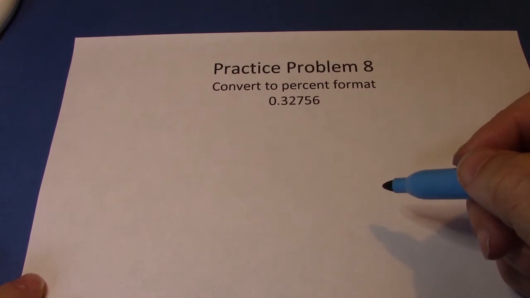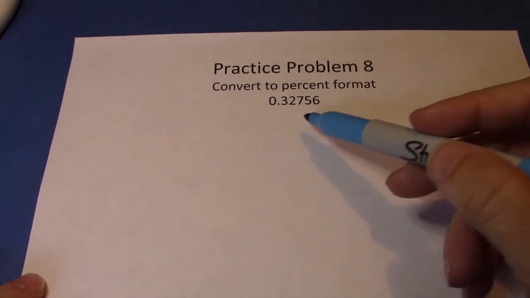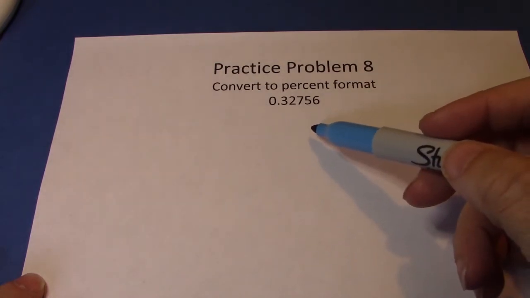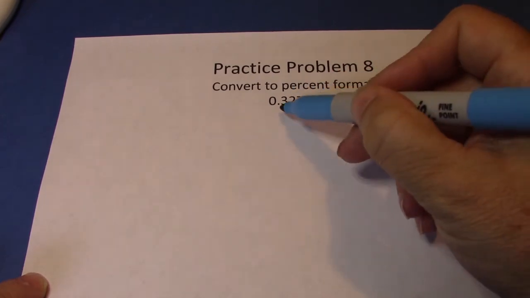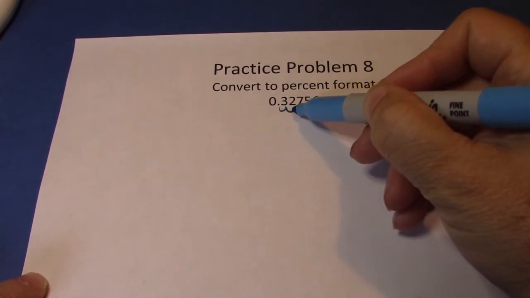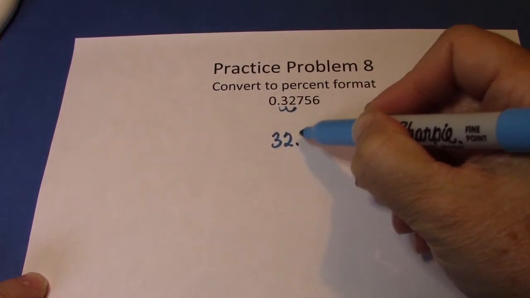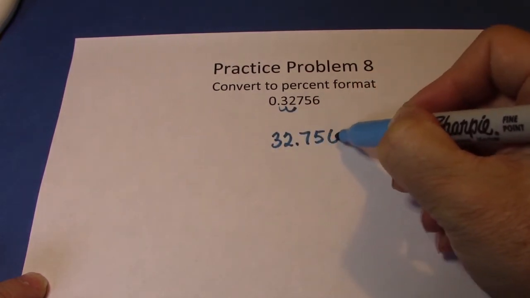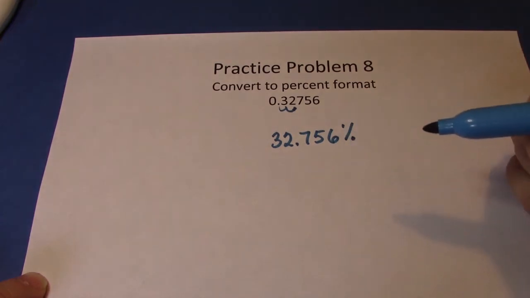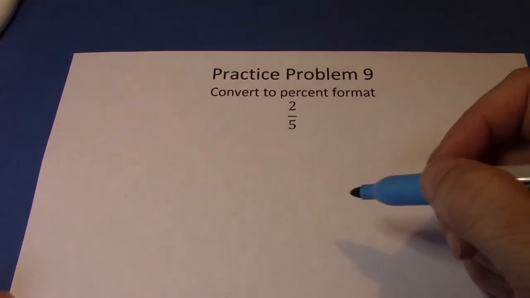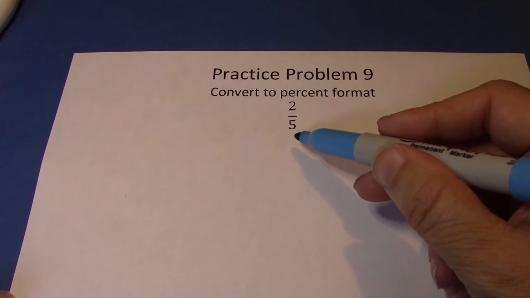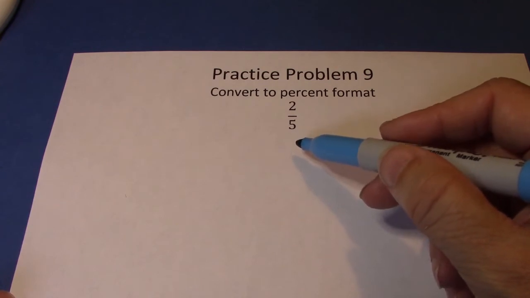Problem 8 asks us to convert this fairly long decimal to a percent format. But all we do is move the decimal point 2 places to the right and add the percent sign. That leaves us with 32.756%.